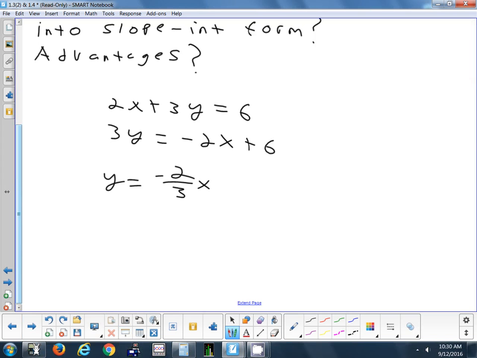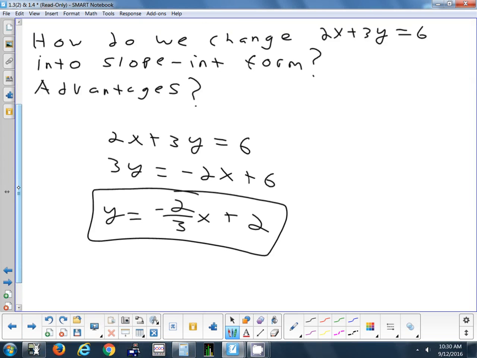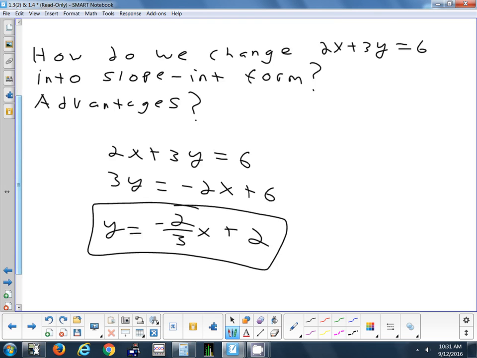So what's the advantage of doing that? Why might I want to change something that's in this form to that form? Because you know your slope and your y-intercept. Yeah, for some people that makes it easier to graph. You know, you go up 2 units on the y-axis, there's your intercept, and then down 2, right 3. From that intercept is another point, and you can make your graph. Okay, so that's an advantage of changing it to y equals mx plus b.